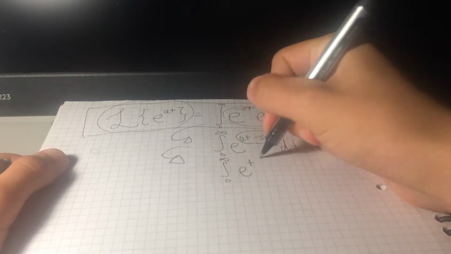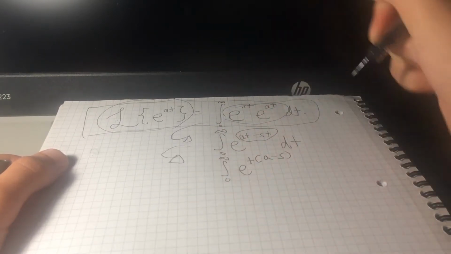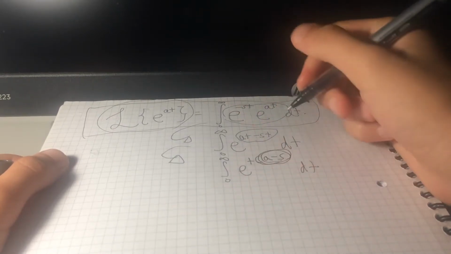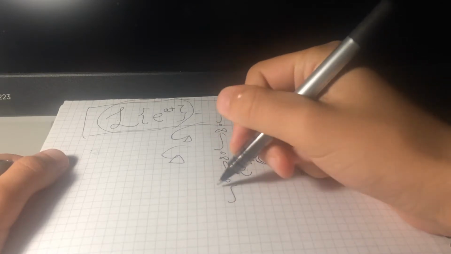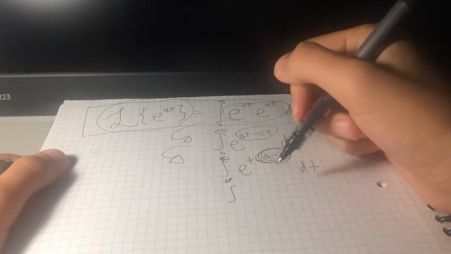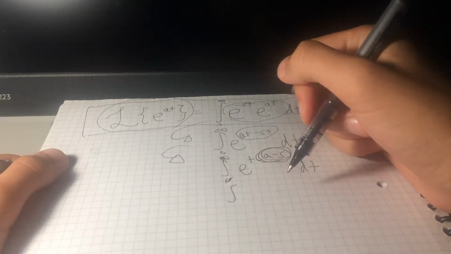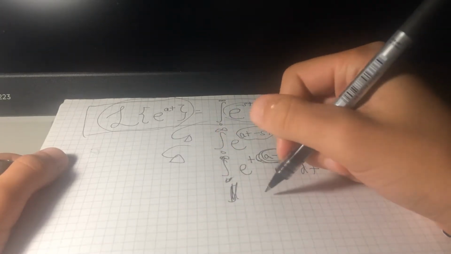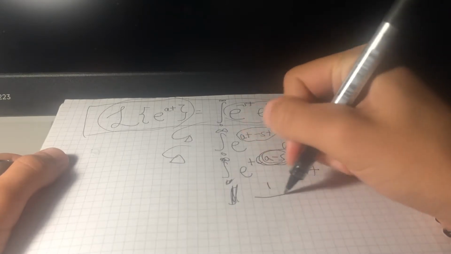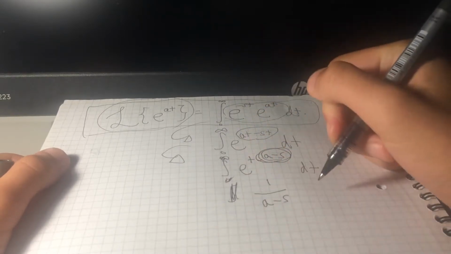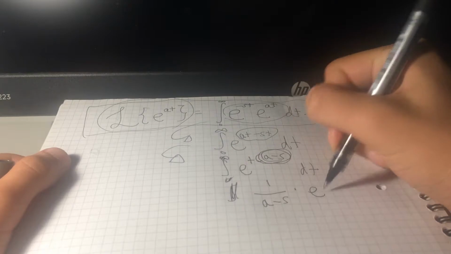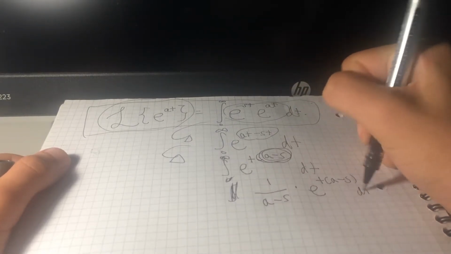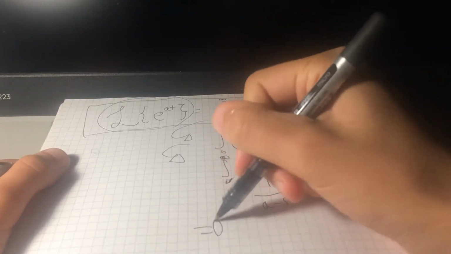And we can factorize it so that you have a minus s. This is a constant. So that means that if we take just the regular indefinite integral, what you're going to end up with is 1 over a minus s times this. Okay, so we're just going to evaluate it quickly.